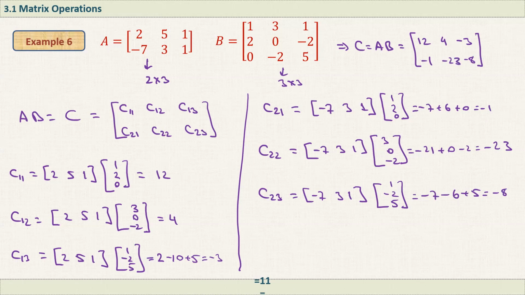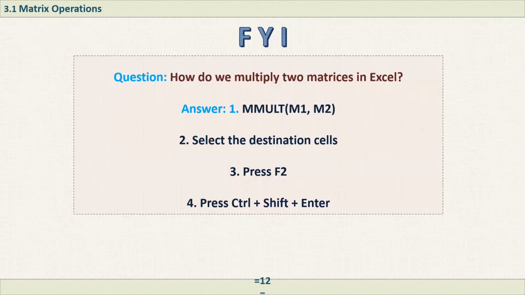Okay, and that's how we multiply. That is how we should understand the definition. And just for your information, how do we multiply two matrices in Excel? To do this, of course, we should also know when multiplying two matrices: number one, is it defined or not? Number two, you have to select the destination cells. Then pressing F2, press Control plus Shift and Enter together, we can multiply.